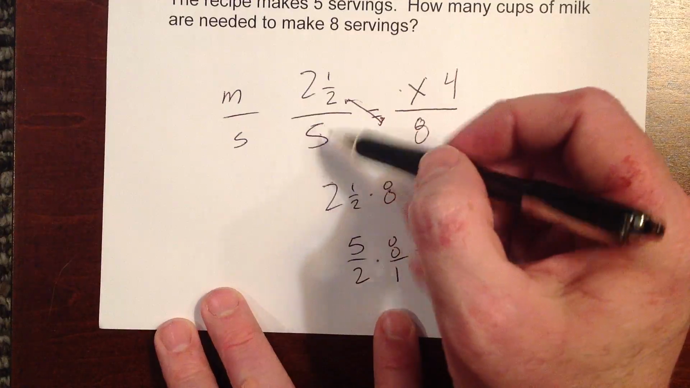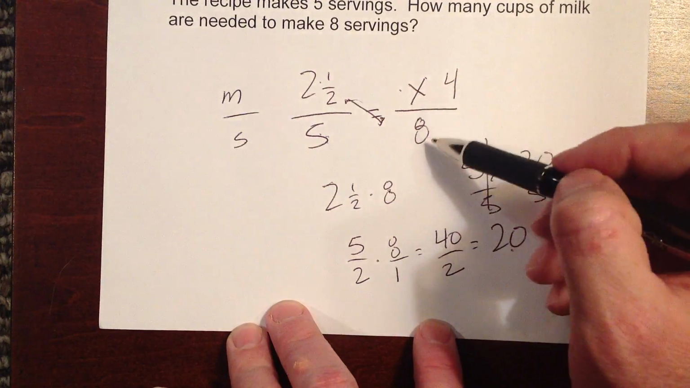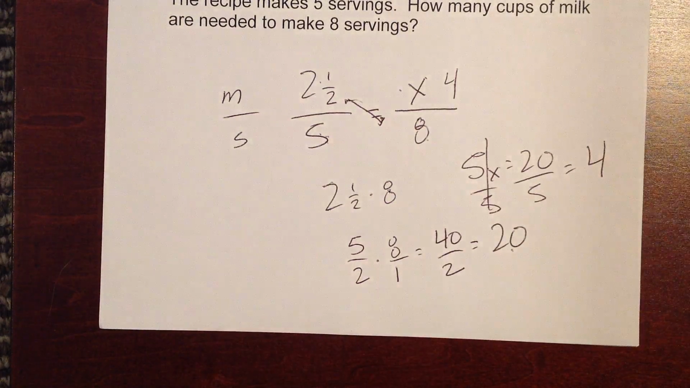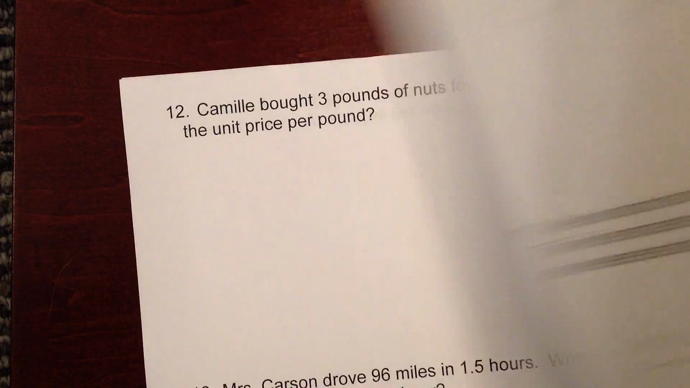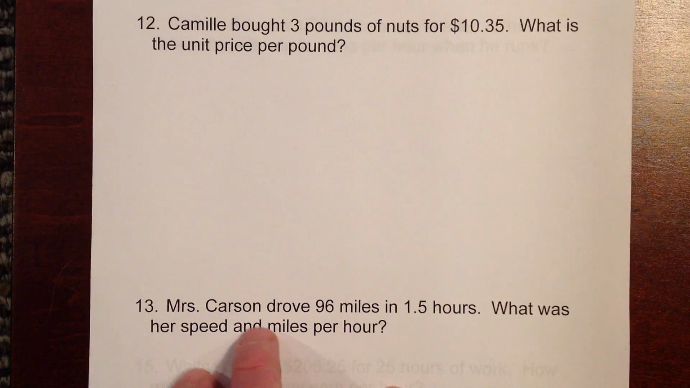Now, some of these, there's a little bit of a shortcut you can do. Isn't 2 1/2 half of this? Well, it stands to reason that this would be half of this, and that's what we have. Some of those, you can't always do that shortcut, but sometimes you can. But if you're going to do those shortcuts, you got to be careful. Make sure you're right.